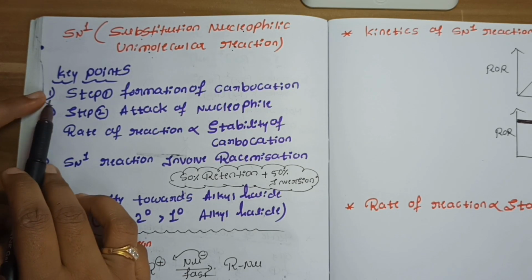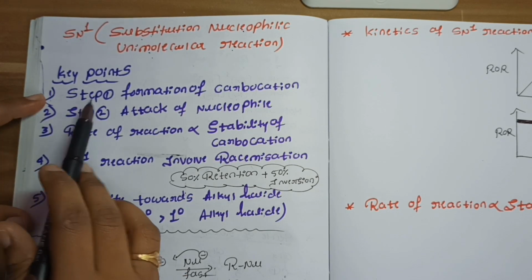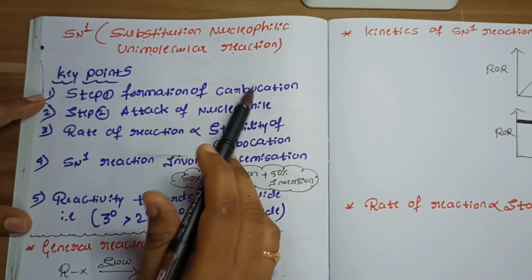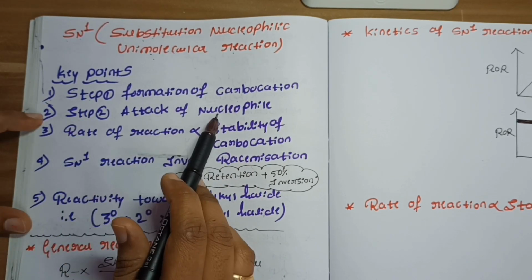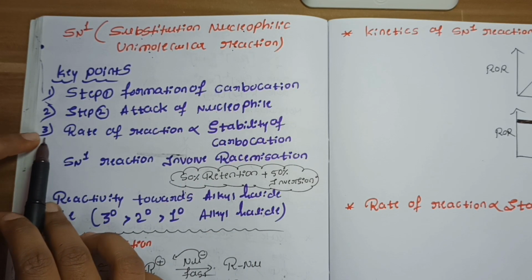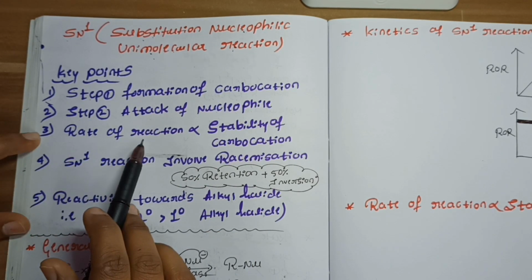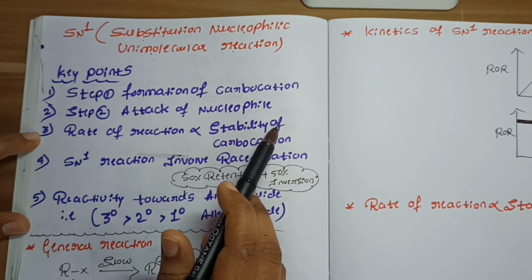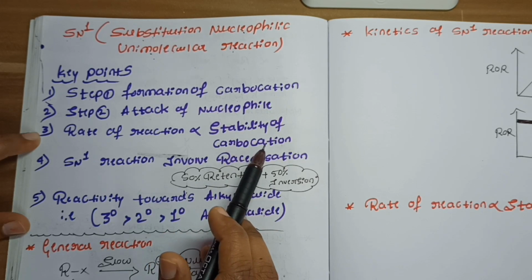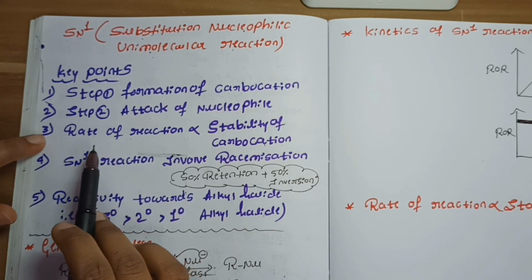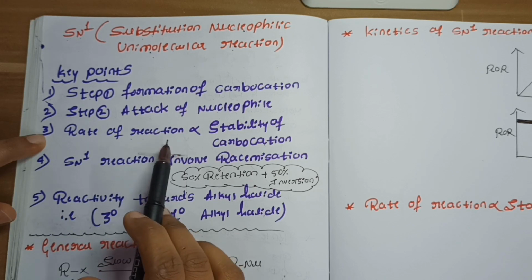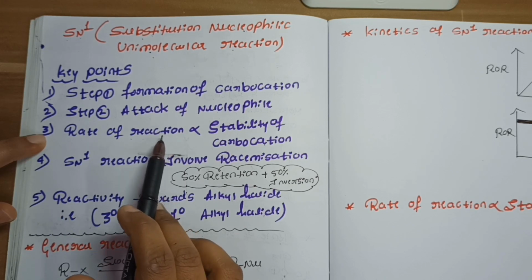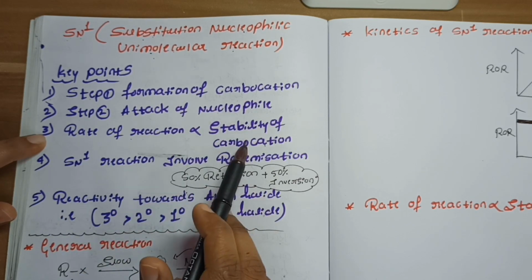The first key point is step 1: formation of carbocation takes place. Step 2: attack of nucleophile takes place. And step 3: the rate of reaction is directly proportional to the stability of carbocation. Rate of reaction means whether the reaction undergoes very fast or very slow. This all depends upon the stability of carbocation.